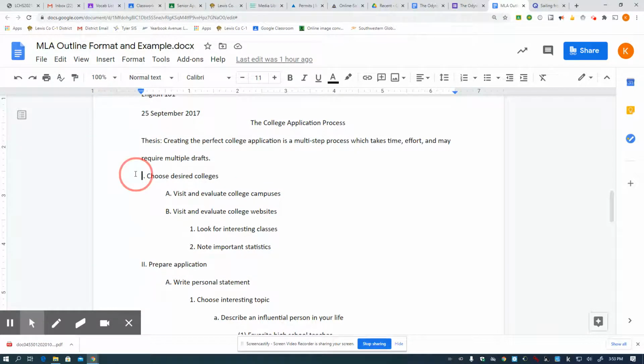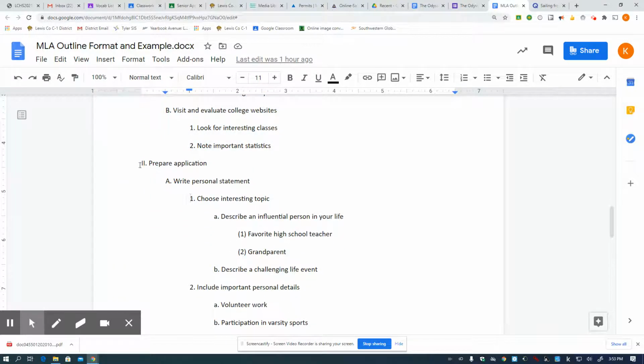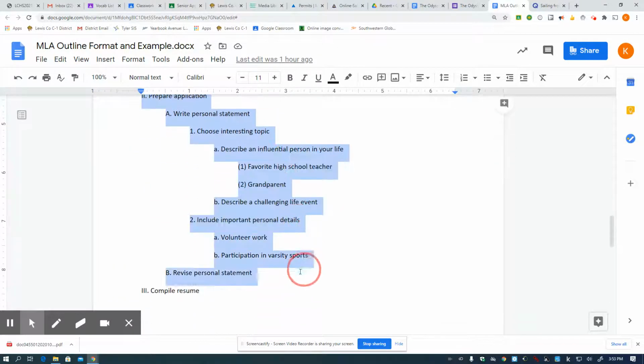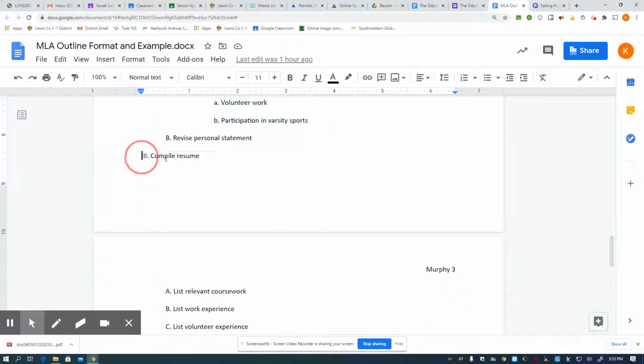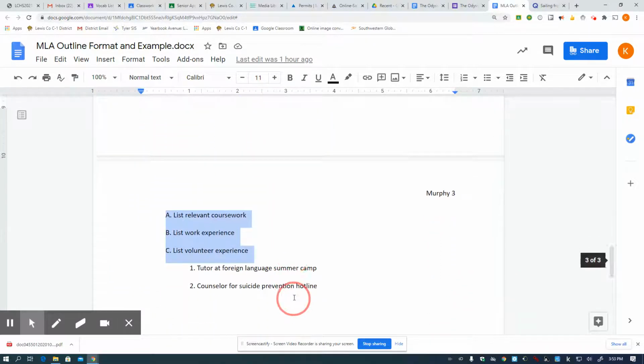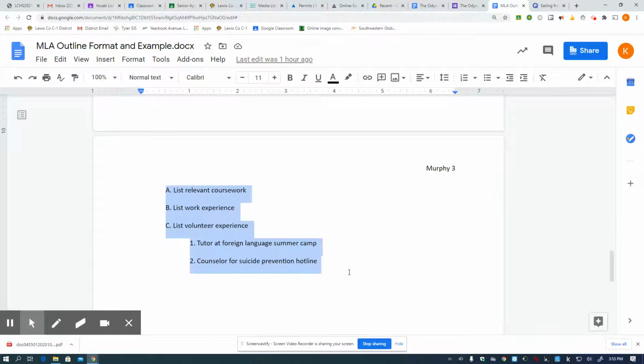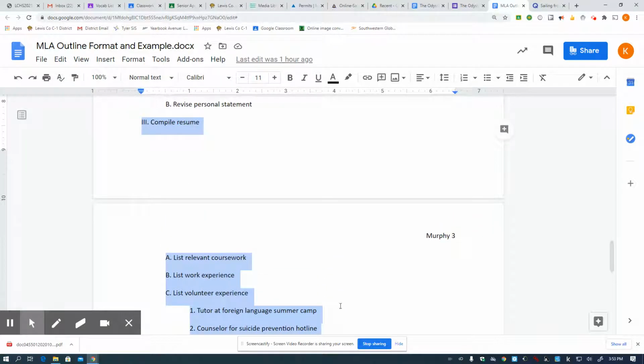So in terms of a paper, this would be body paragraph number 1. There might be even enough information here to where this is a couple of body paragraphs, but this is at least body paragraph 1. This here, Roman numeral 2, and all of the information that goes with it, this is body paragraph 2, my apologies. And then compiling the resume and all of its information would be body paragraph 3.